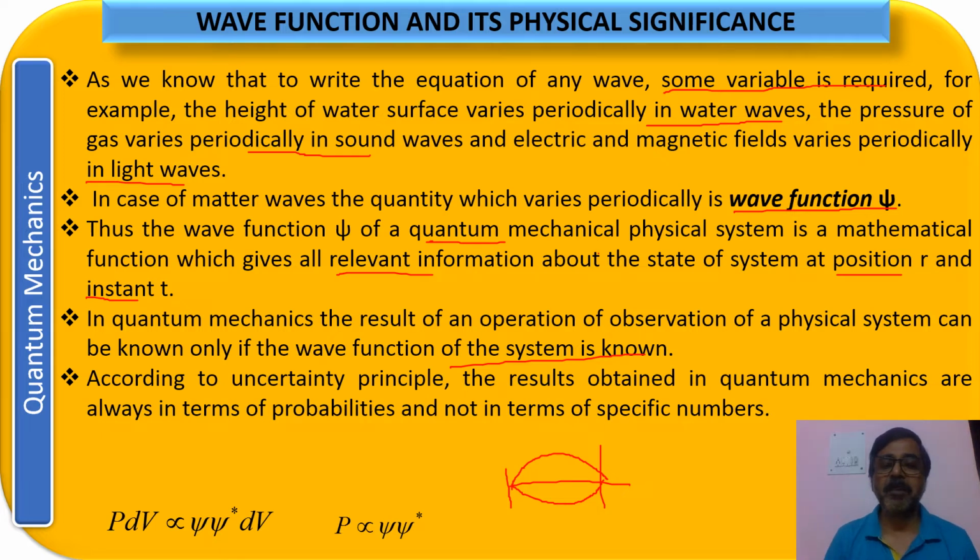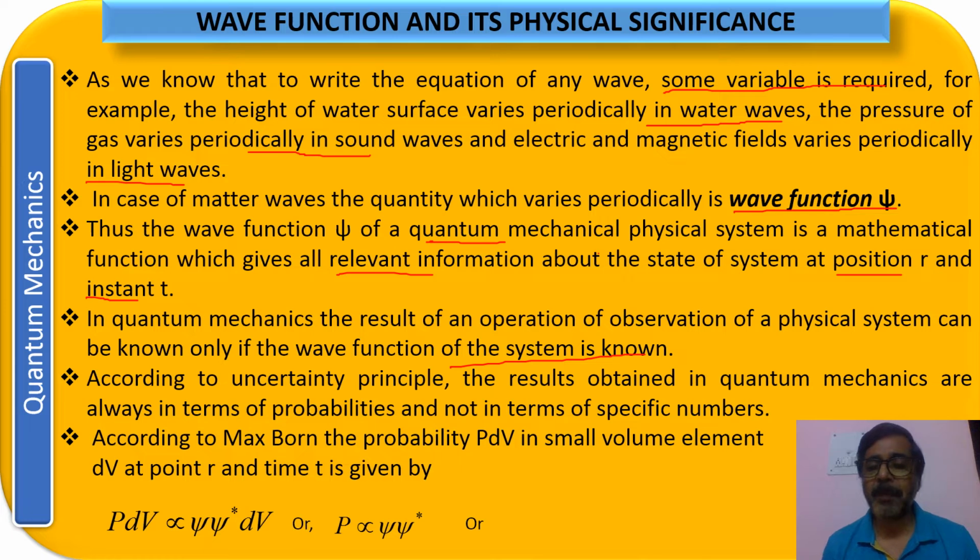According to the uncertainty principle, the results obtained in quantum mechanics are always in terms of probability and not in terms of a specific number. So wherever the magnitude or amplitude is maximum, at that position the probability is maximum, and wherever the amplitude is minimum, the probability of finding the particle is minimum. All right, let's proceed further.